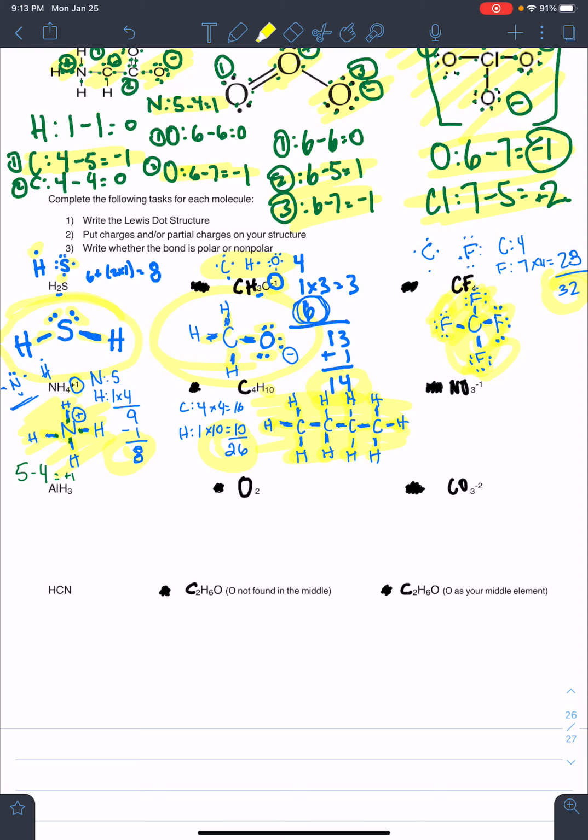There are a couple other ways you can draw that, but that's the structure that I'm going to draw. You can submit yours, and I'll tell you if it's right or not.